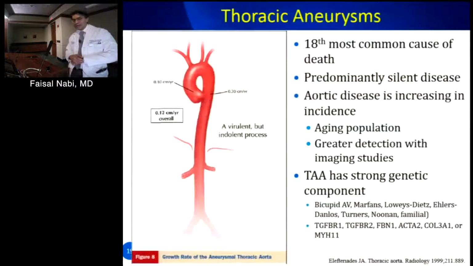So let's talk a little bit now further up on the aorta, thoracic aneurysms. This is really the 18th most common cause of death. It's predominantly a silent disease, and it's growing in incidence as we discussed. And one of the things we should know is that people who have thoracic aortic aneurysms, especially ascending thoracic aortic aneurysms, tend to have a very strong genetic component.